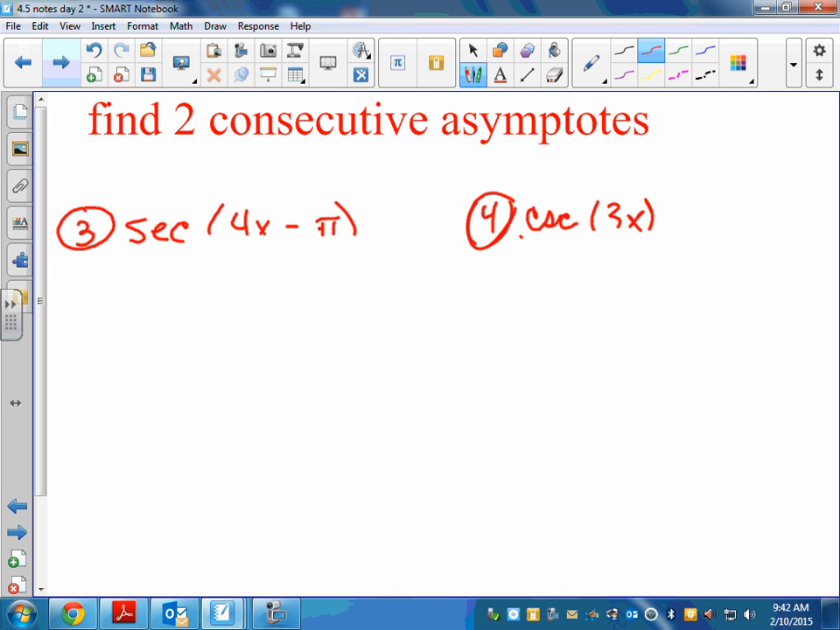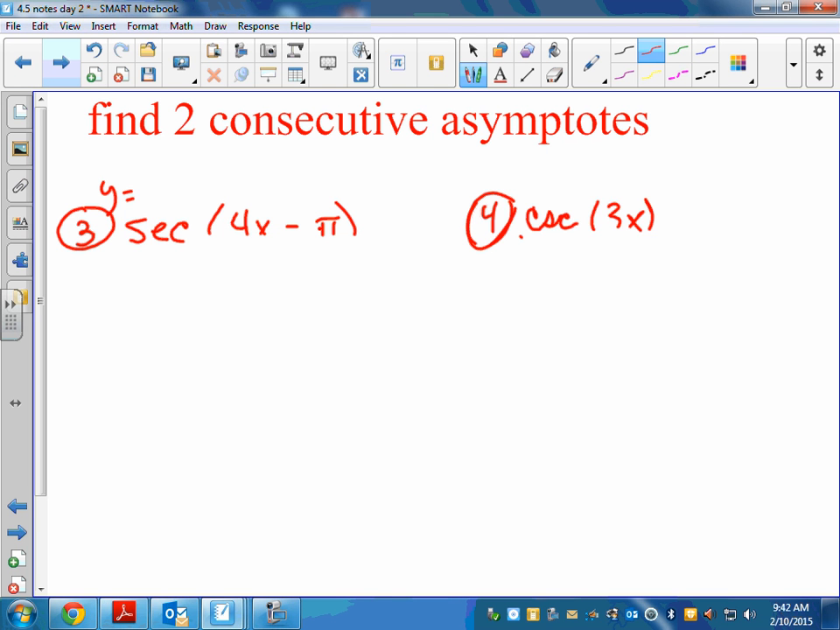A question like number 3, I would never give you to graph by hand. You could do it, but I wouldn't make you graph one with a phase shift by hand. We will look at these on the calculator and how the calculator graphs asymptotes. But on the test, we won't graph these by hand. But I do want you to be able to find 2 consecutive asymptotes. So you have to know, I should really have y equals on this.